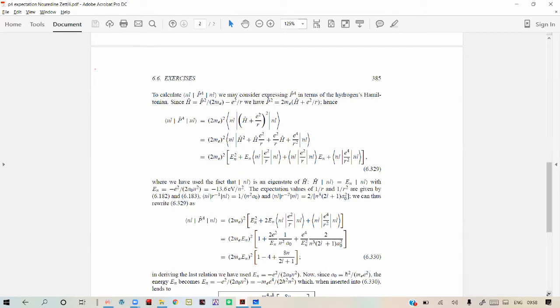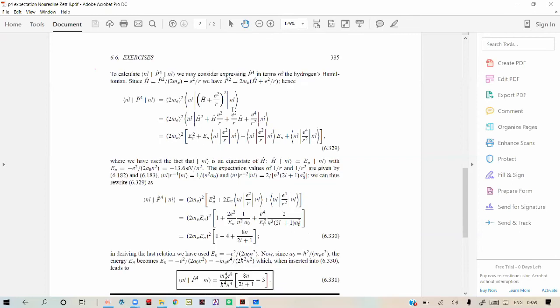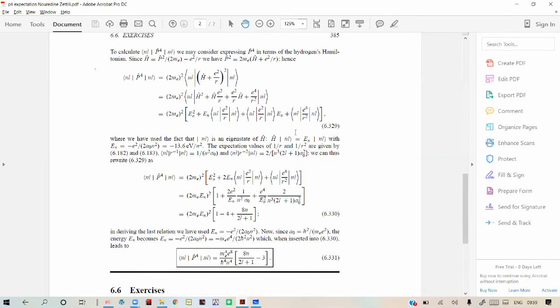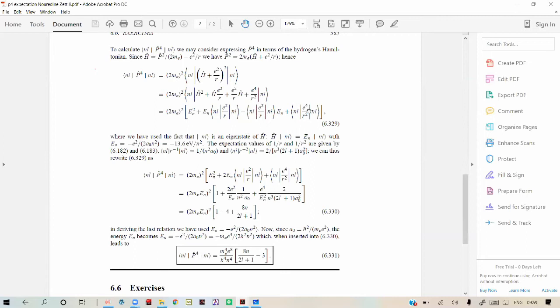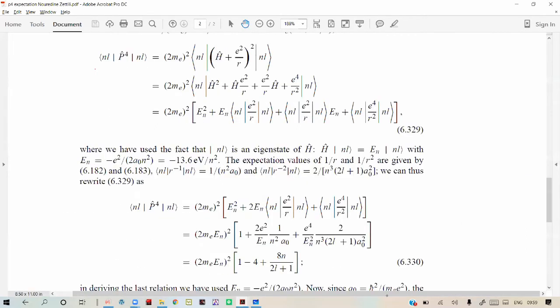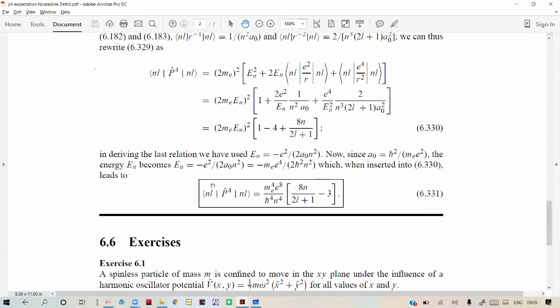Here he has written the p4 from the Schrodinger equation. H equals P square by 2M minus Z E square. It is actually Z E square here, but he has not kept Z there, as it's a constant for a given atom. So H is equal to P square by 2M minus E square by R. He has derived the P square from this equation, and squaring this term will give us P4. Then he has separated it here, and this is the final value he has obtained.